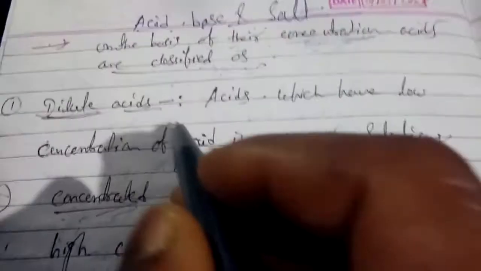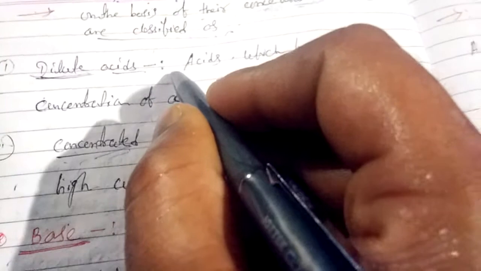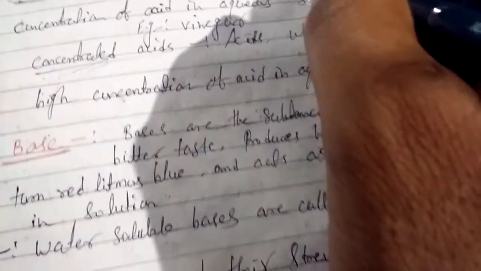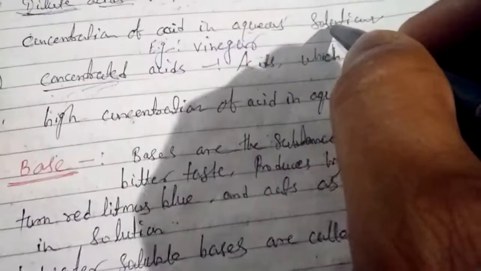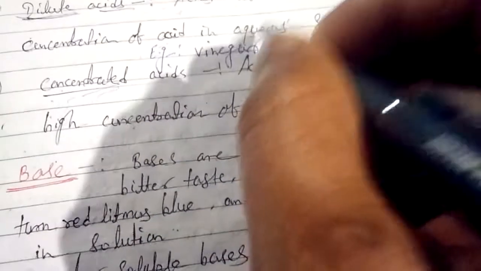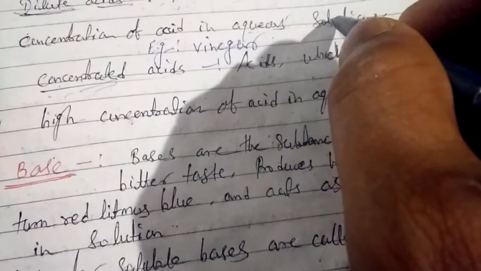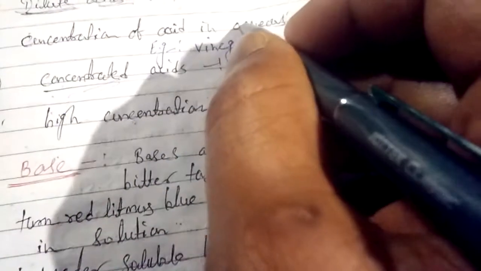First we will discuss dilute acid. Dilute acid means an acid which has a low concentration of acid in aqueous solution. We can also say that an acid which is dissolved in water, in aqueous solution, is known as dilute acid.